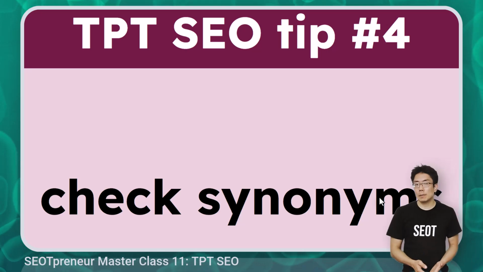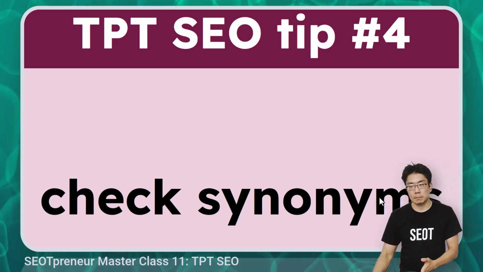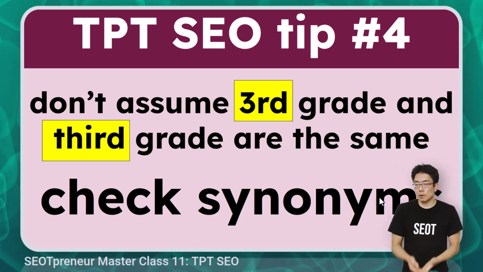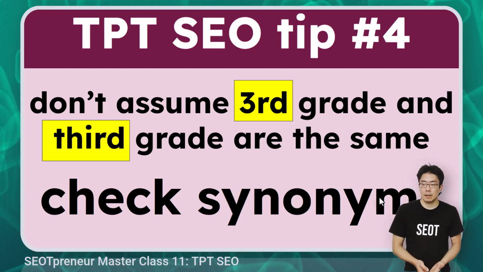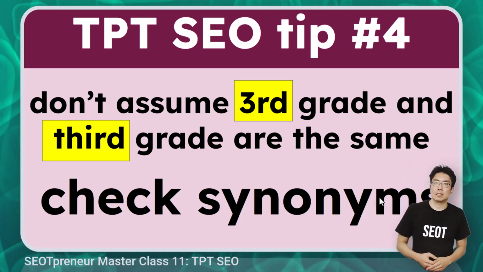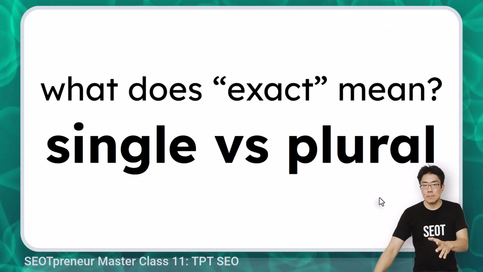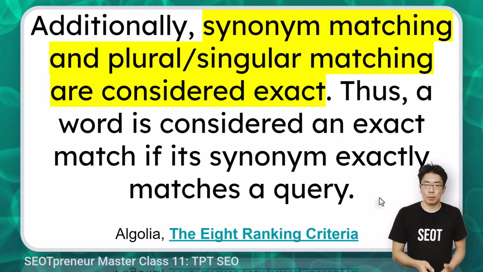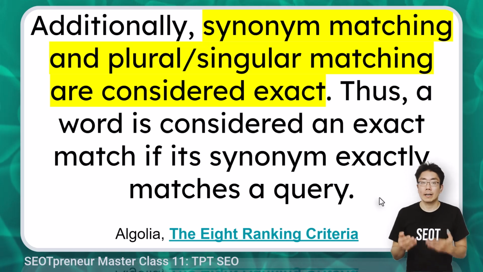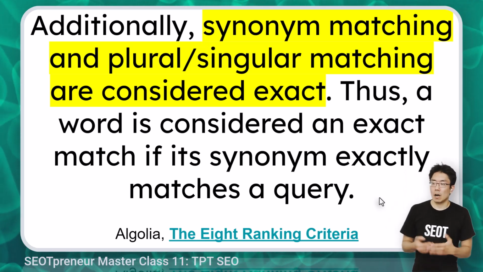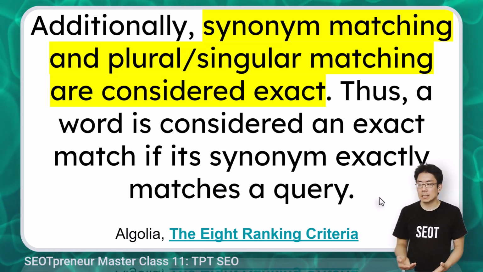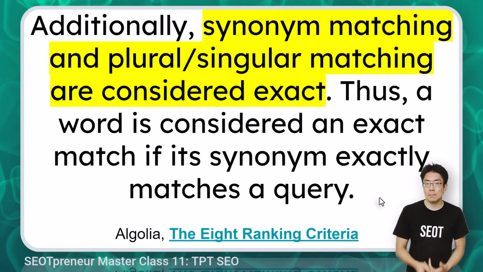In TPT tip number 4, I talked about synonyms. And I said, don't assume that third grade and 3rd grade are the same, even though when I read it, it's the same. You know what I mean. They talk about this in the manual. Synonym matching and plural/singular matching are considered exact. Thus, a word is considered an exact match if its synonym exactly matches a query.